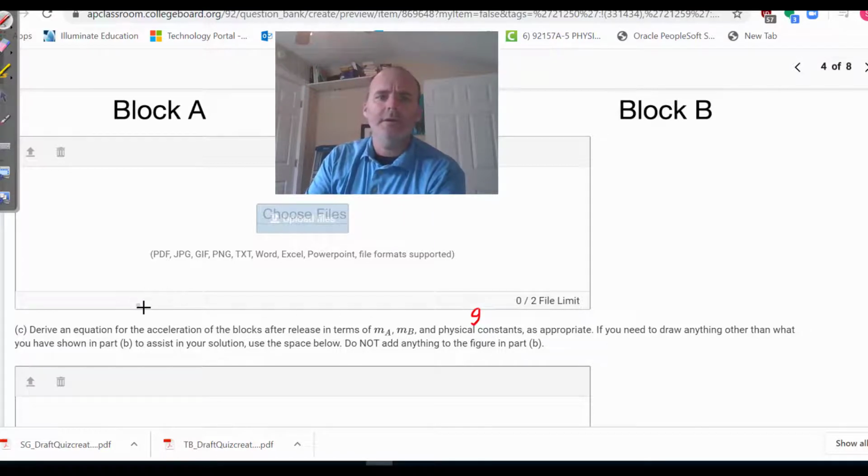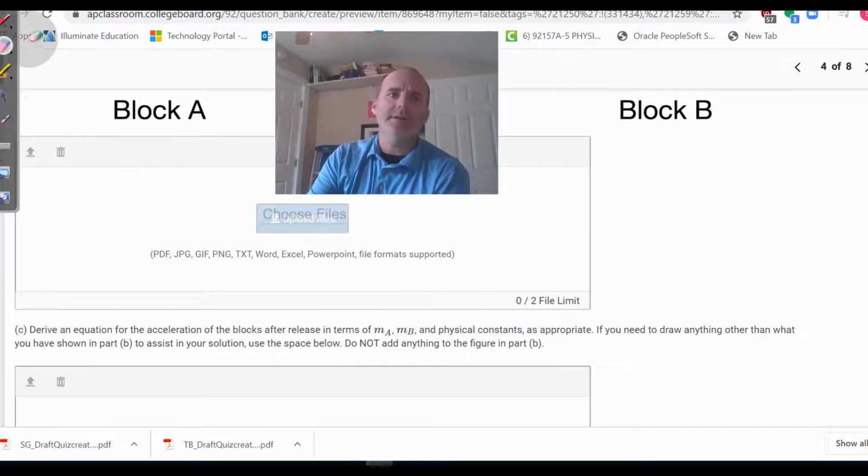All right, so let's keep reading. If you need to draw anything that you've shown in part B, use the space below. Do not add anything to these figures in part B. So don't go back up and mess with these free body diagrams. We're going to start clean here.